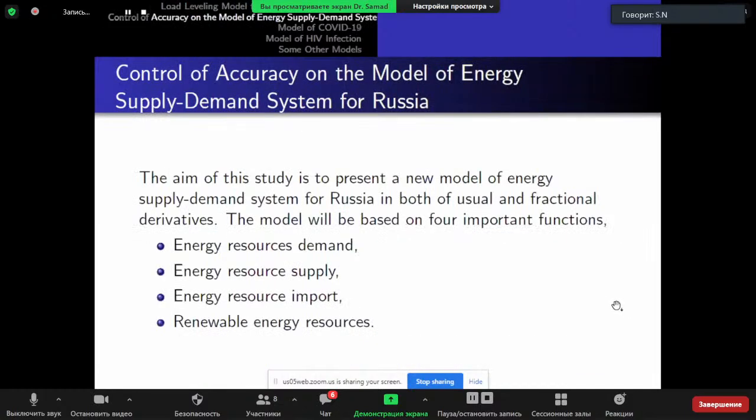The next model is the model of energy supply and demand system. Here we work on some models related to supply and demand of energy, because we know the importance of energy to Russia, and also the model is based on energy resources. Also, we can again extend all these models that we're talking about.